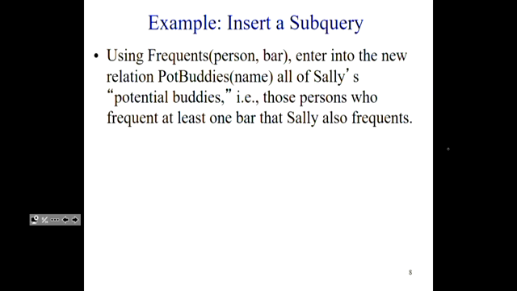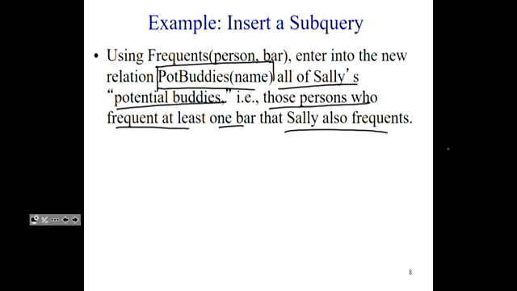So this is an example where I want to create a new relation called potential buddies, or PotBuddies, of all of Sally's potential buddies. So these are persons who frequent at least one bar that Sally also frequents. Okay, so these are people who frequent at least one bar that Sally also frequents, and I want to insert all of these individuals into this new relation called potential buddies.